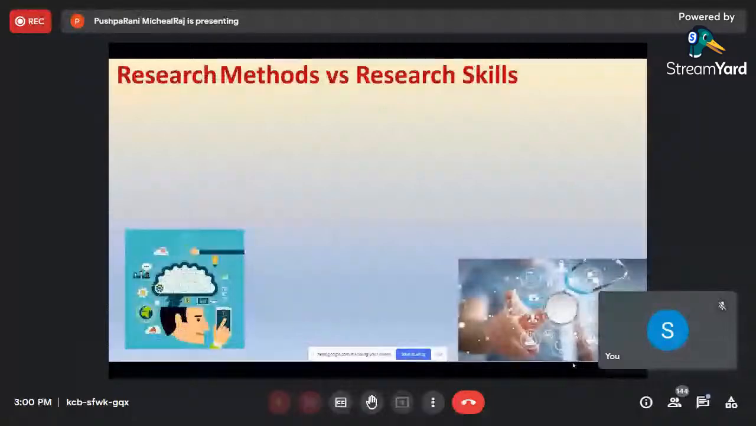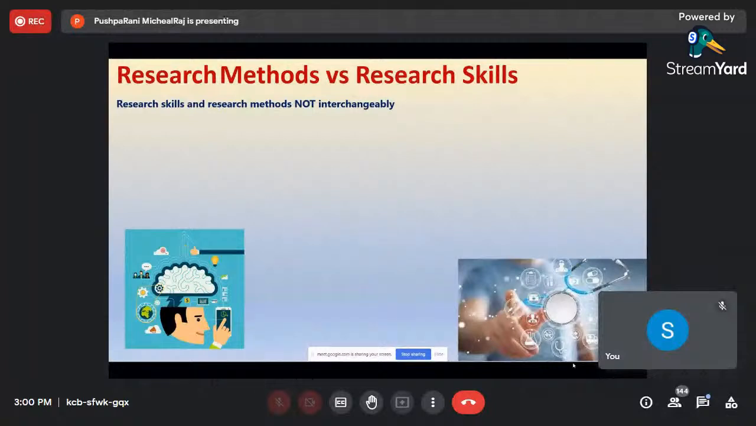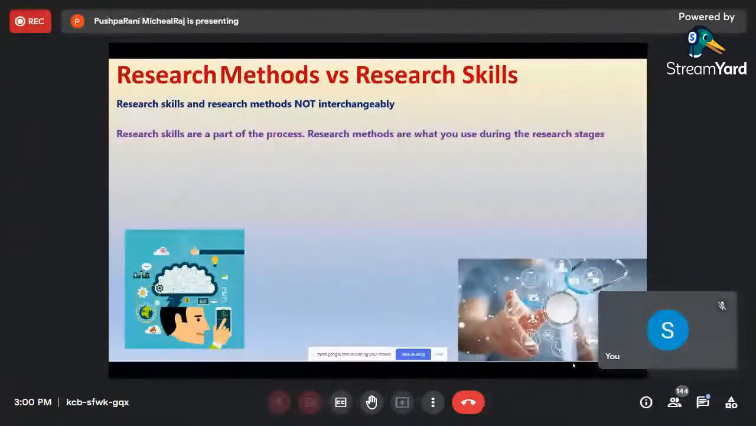There is a difference between a research method and the research skill. Many people think that research skills and research methods are interchangeable, but they are not. They are relatively close together, but they are different. Research skills are a part of the process. Research methods are what you use during the research stage.